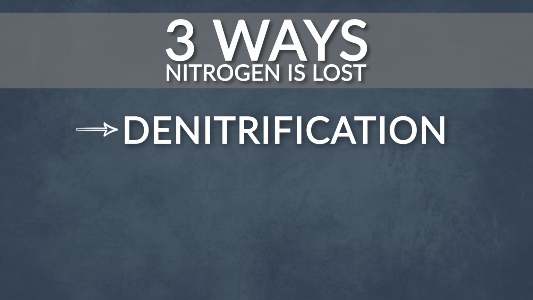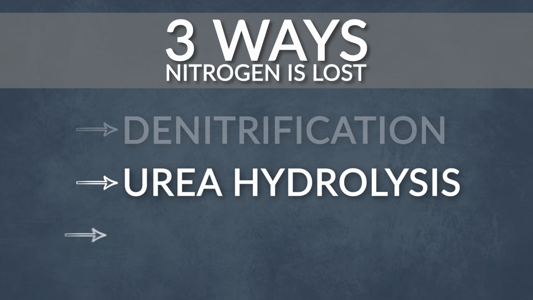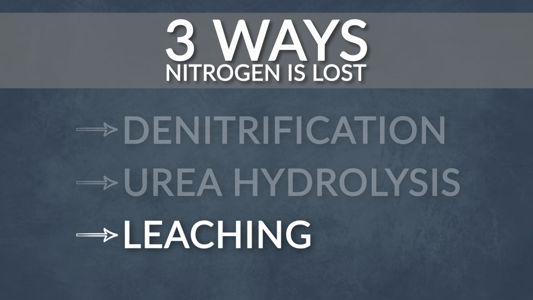There are 3 ways that nitrogen is lost, and that's really where we have to start. If you think about nitrogen, we've got to figure out what happens to it on our farm, on our soils. There are 3 ways. Number 1 is denitrification. Number 2 is urea hydrolysis. And number 3 is leaching. We're going to discuss all these in a little more detail.